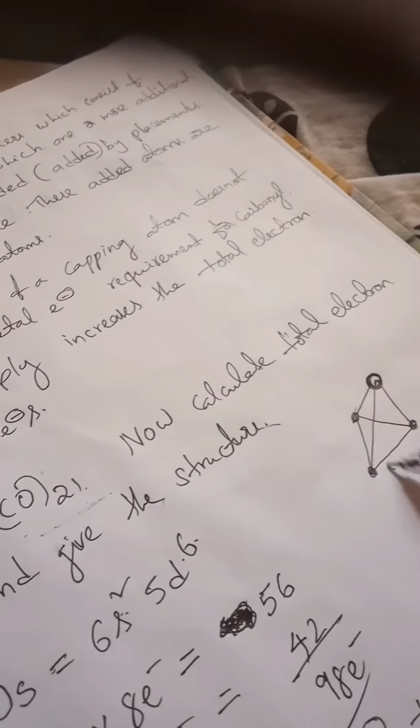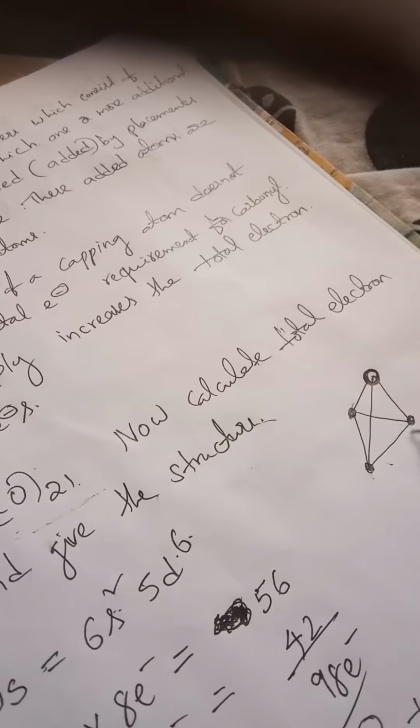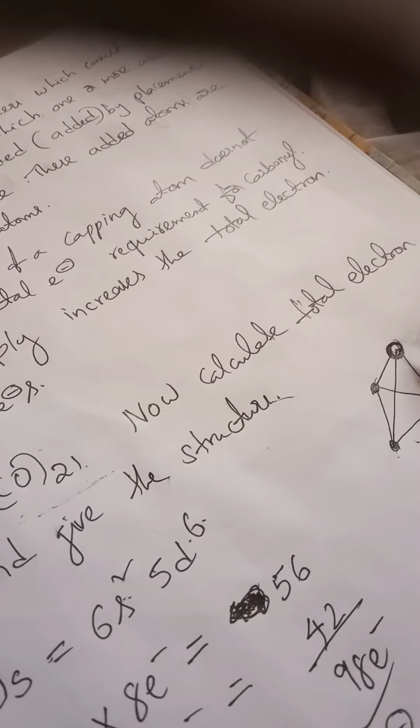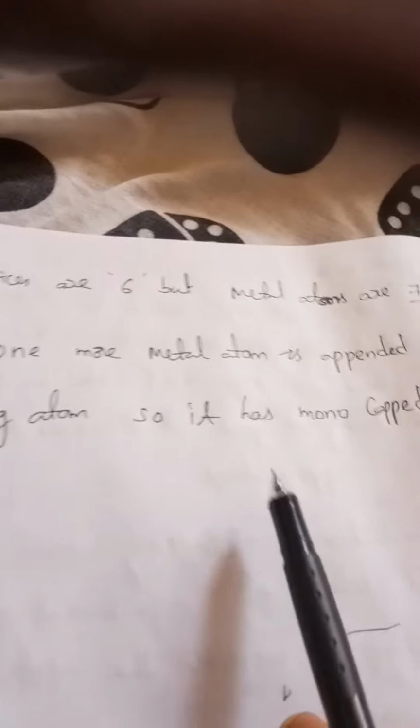So again we draw the structure. The number of vertices is how much? Going back, the number of vertices is 6, but the metal atoms here are 7. So one more metal atom is appended. Appended means, as I already told you, in the hydral position, which is one of the faces of the octahedron, this face is occupied by one metal atom. So the resultant structure, with the capping atom, is a mono-capped structure. It is a mono-capped closo structure.